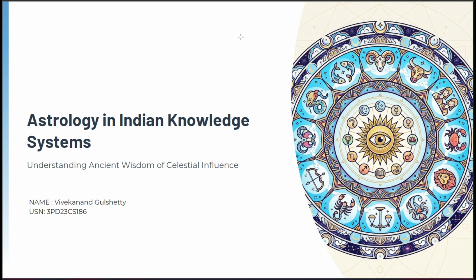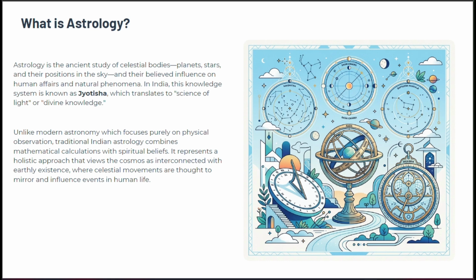In this video we will explore how ancient Indian astrology, also known as Jyotisha, has influenced culture, traditions and human life for thousands of years. Before we move deeper, let's study what is astrology. Astrology is the study of planets, stars and celestial bodies and how their positions are believed to influence human life and natural events. In India, astrology is called Jyotisha, which means science of light.